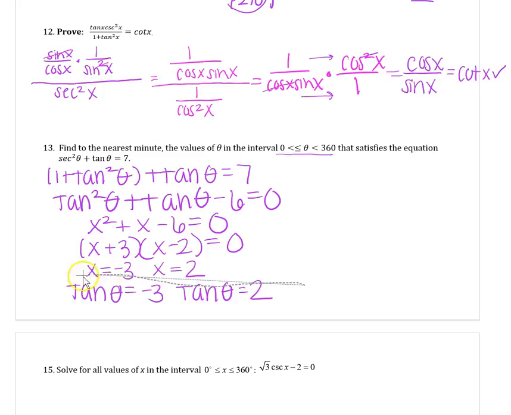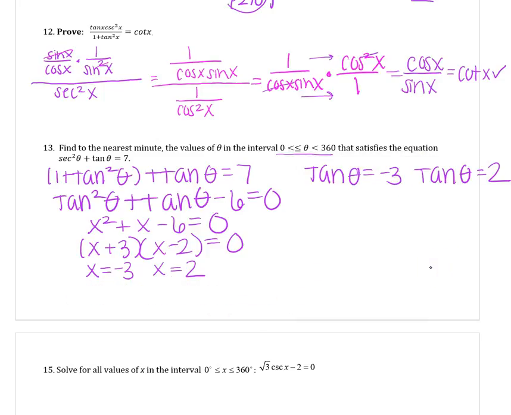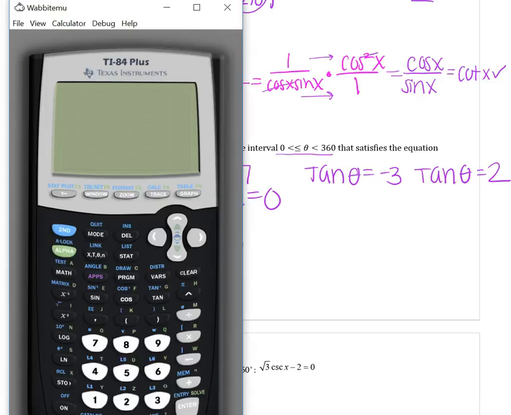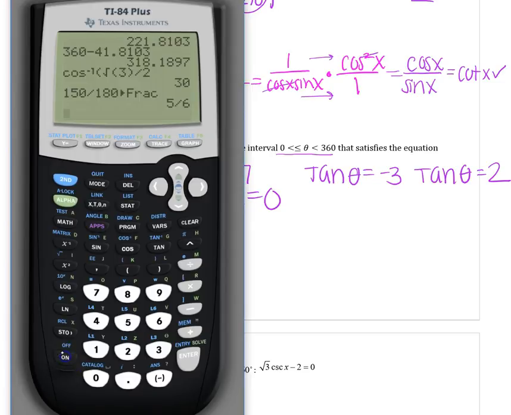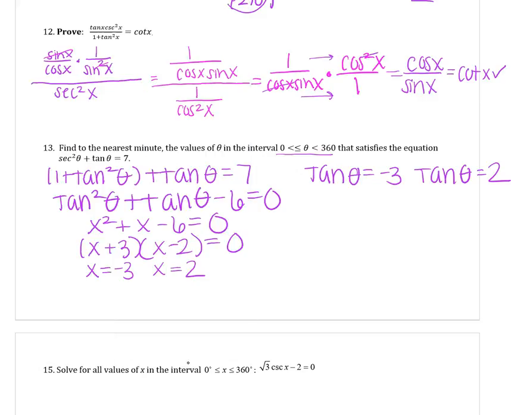I'm going to relocate this because I'm running out of room. Okay, so we're up here, right? Move this up a little bit. Okay, in my calculator, I'm going to do inverse tan of 3. And I get 71.56. Okay, that's your reference angle.